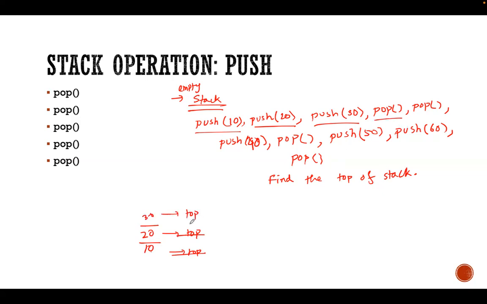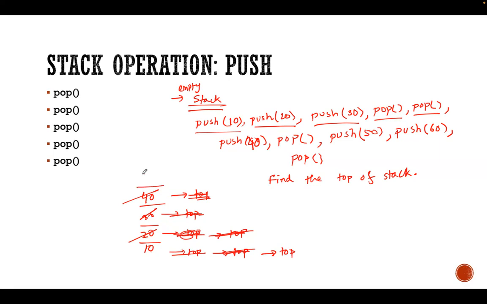Pop. Pop means this is going to remove which one? 30. Now again, 20 will be my top. Another pop. This is going to remove 20. You can see that 20 is at the top of the stack. So now 10 will be my current top. Then I am again pushing 40. So now in my stack, I have 10, 40, and 40 will be top. Again pop, so it will pop 40. Now 10 is again my top.